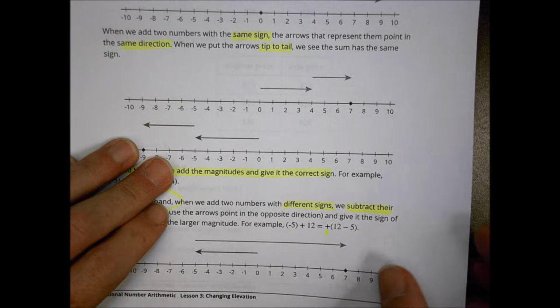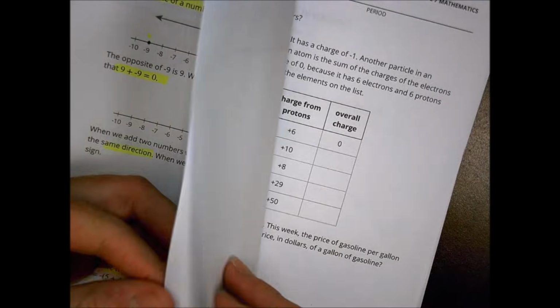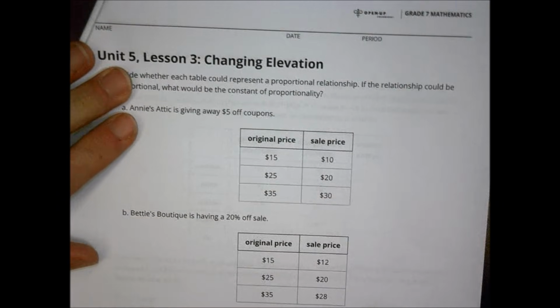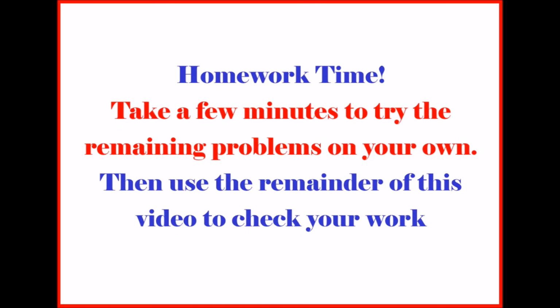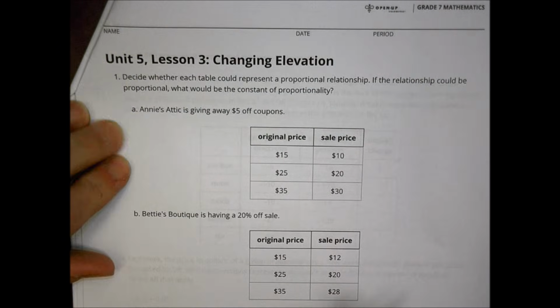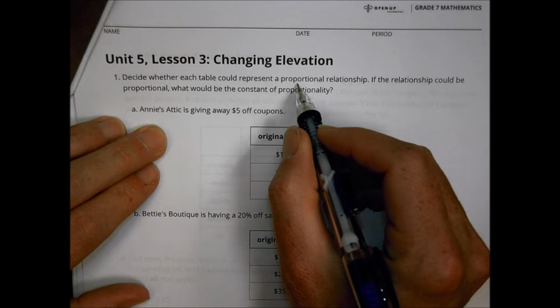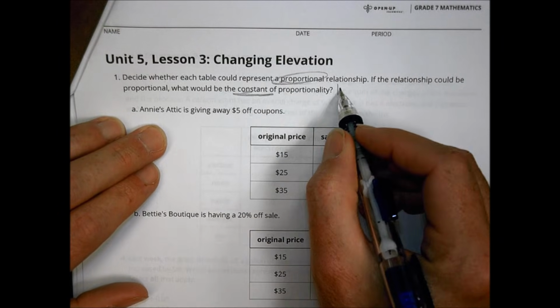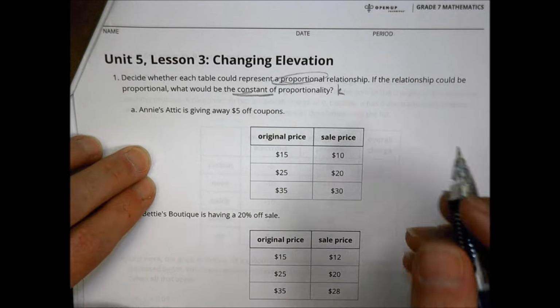So let's look at your homework for tonight. All right, tonight's homework. Decide whether this table could represent a proportional relationship. If it is, find the constant of proportionality, the K value. All right, so this first part's review. So let's take a look.